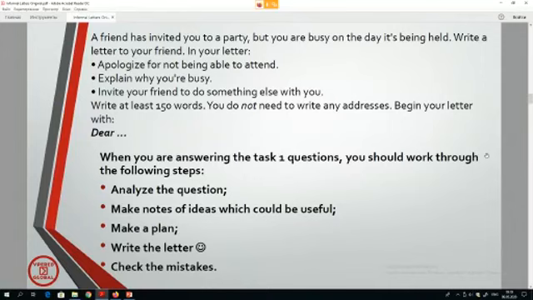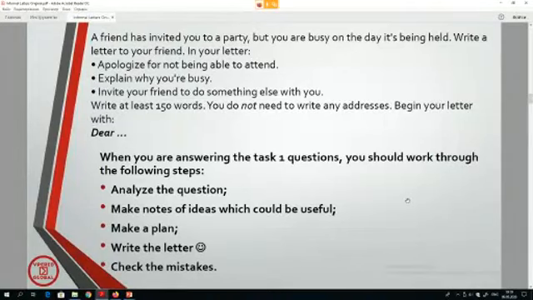Well, the first question is, what should we start with? Here is the structure. There are some steps which must be followed in order to do this task right. The first one, you should analyze the question. Make notes of ideas which could be useful.